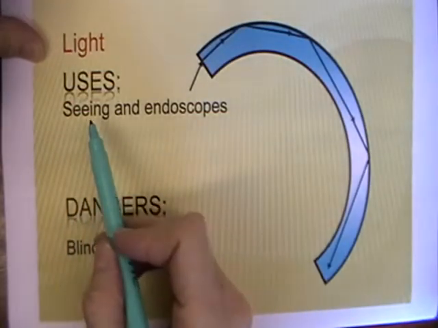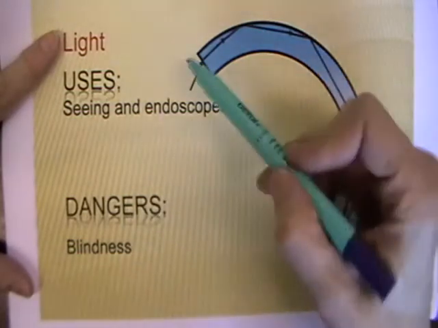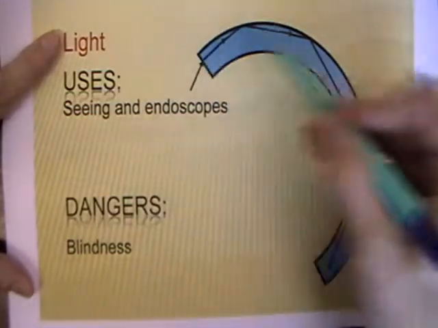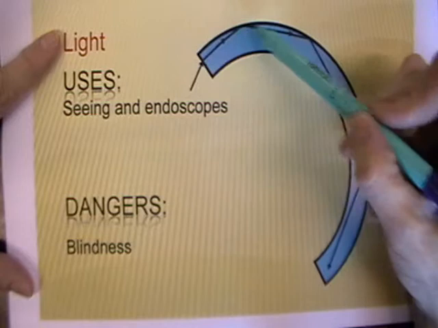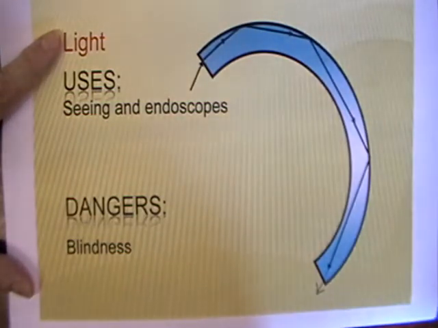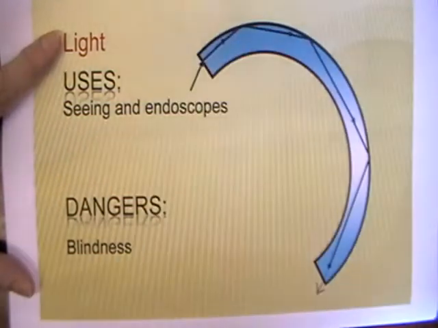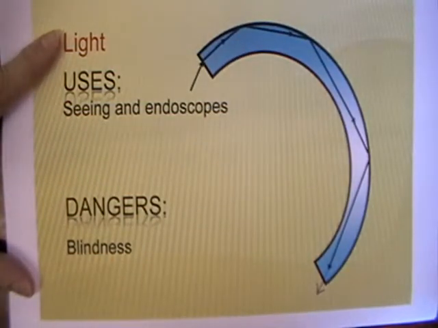Uses are for seeing things, to illuminate things. You can use them in an endoscope. An endoscope is a tube which is curved, and you can get the light to reflect inside the tube all the way down to the thing that you need to look at, and then you could have another tube beside it and it will reflect the image back up again. So for example, they use that to look down into your stomach.